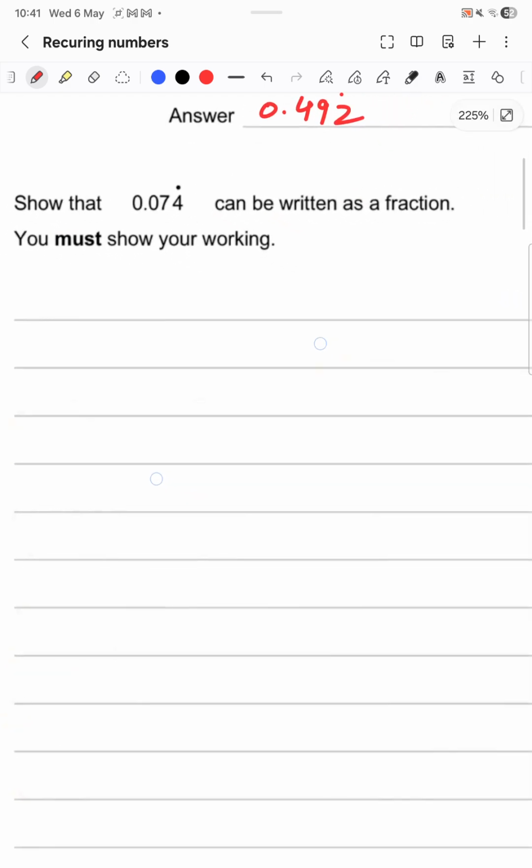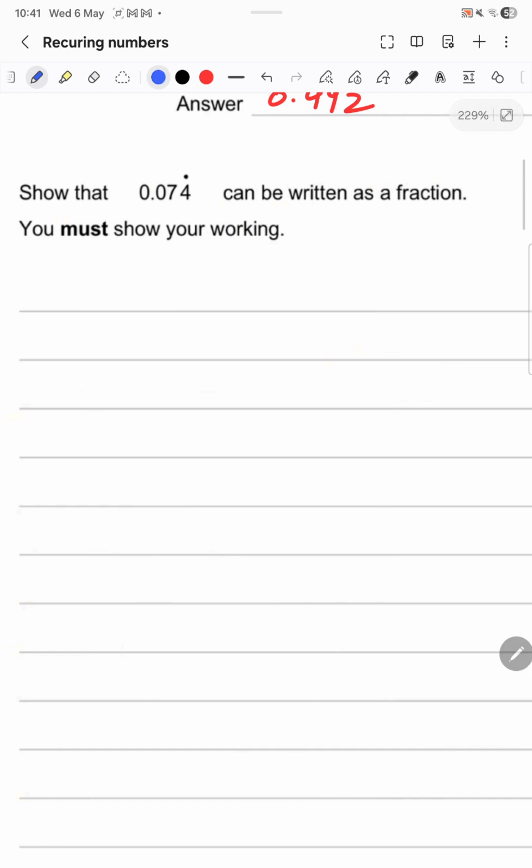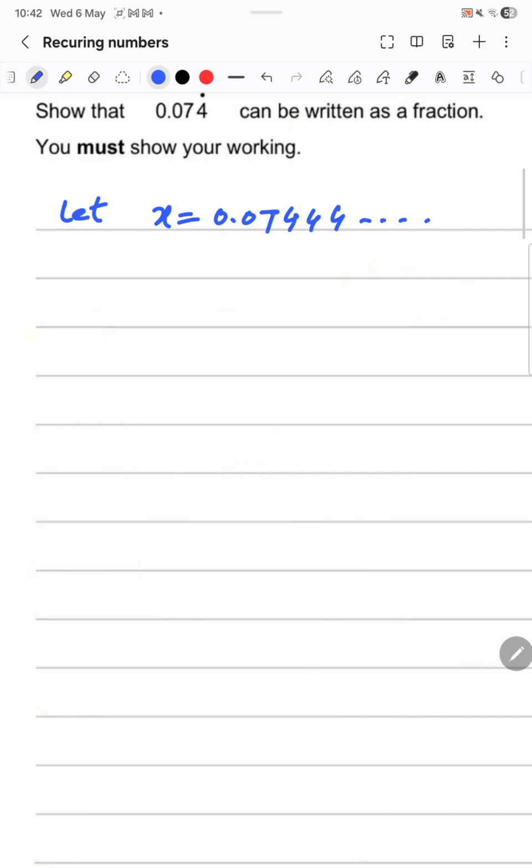Okay, so the next question is you need to show that 0.074 recurring can be written as a fraction. So we need to change this number into a fraction. Let's say x is 0.074 recurring, meaning 4 is repeating infinitely many times. Let's times this equation by 10 on both sides. You'll get 10x equals, the decimal point will move one digit to the right, so it will become 0.74444 and so on.